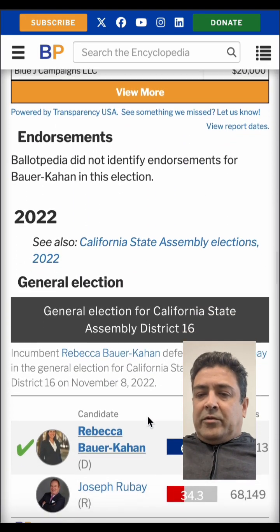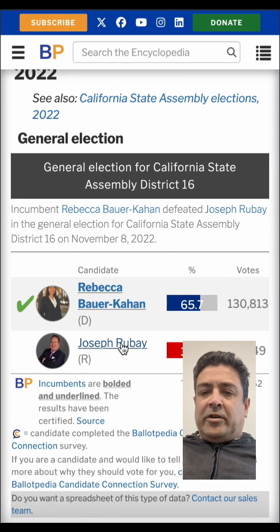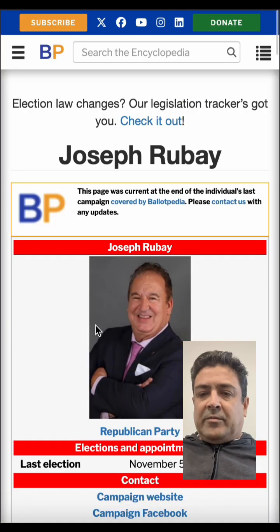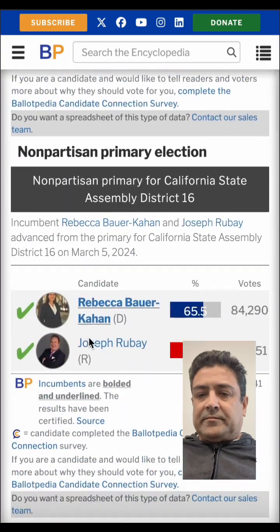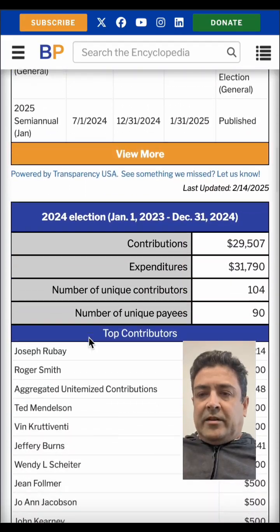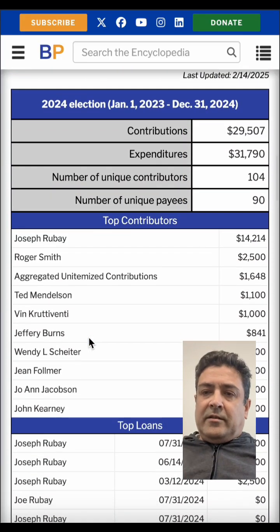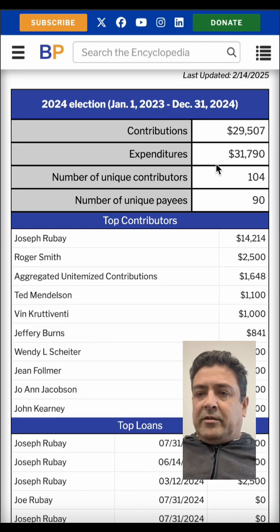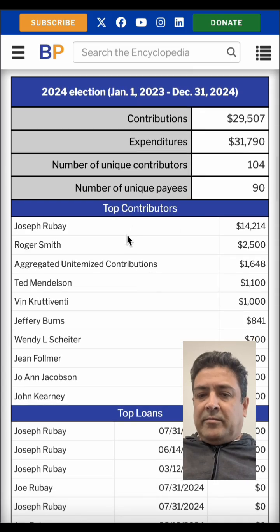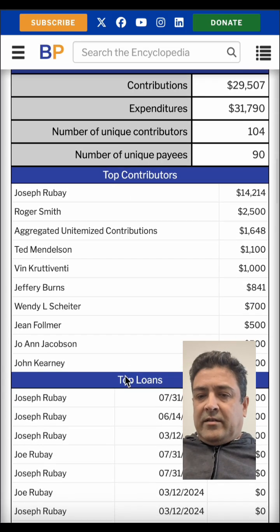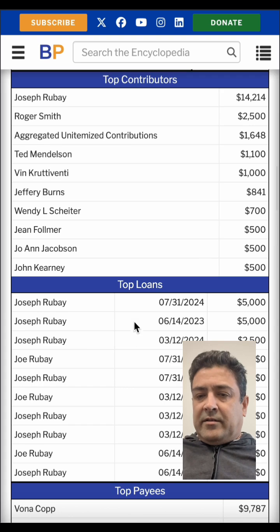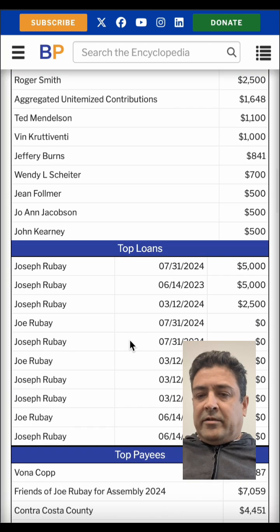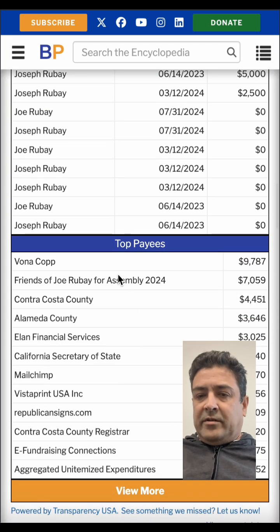But I also want to see how the finance of the opponent is, because that's important as well. And here is his finance. So contribution 29K, expenditure 31K. Where is it coming from? You'll see right here. Where is it getting paid? A lot of top pays are. These are the top pays.